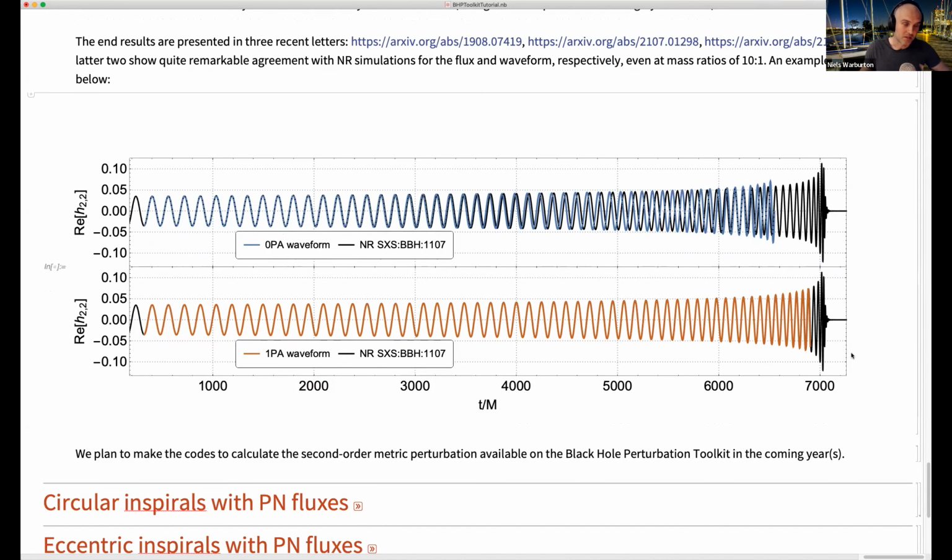I mentioned that because it is the next big thing, I think, in perturbation theory. And in terms of the toolkit, what we plan to do in the coming year or so, I would say, is really open up a lot of that code so that other people can improve upon it and make it better, make it more efficient for one, but also make their own post-adiabatic calculations for these kind of more intermediate mass ratios, Q10, Q20, Q30, that kind of thing. So something to look out for appearing in the toolkit.